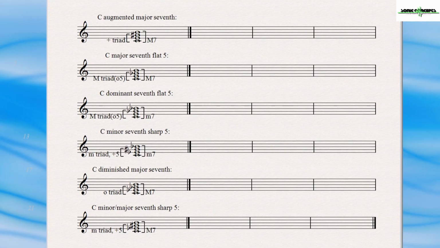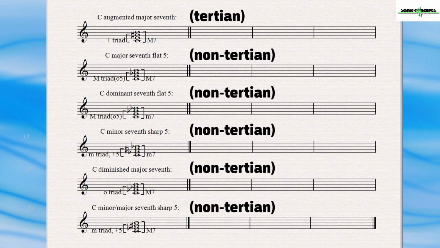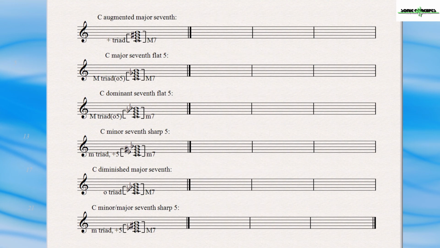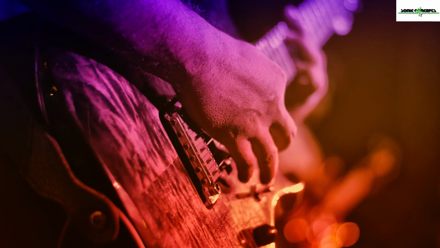Note that with the exception of the augmented major 7th, all of these chords are considered non-tertian since they have thirds other than just major or minor thirds. This is not an exhaustive list of 7th chords by any means, as there are various combinations of major, minor, augmented, and diminished thirds, fifths, and sevenths. These are just the additional 7th chords you may see in certain musical styles such as fusion and orchestral music.